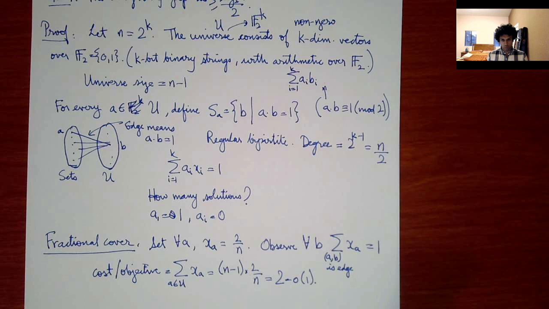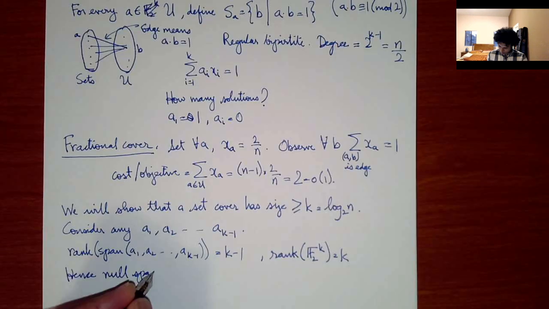Okay, so consider any a1, a2 up to ak minus 1. So look at any set of elements of that form. There are multiple ways of looking at this, and I'll give you both. It turns out that the rank of the linear span of a1, a2 up to ak minus 1 is just k minus 1. The rank of the entire space, F2 to the k, is k. Hence, the null space of a1, a2 up to ak minus 1 has dimension 1 and is non-empty.